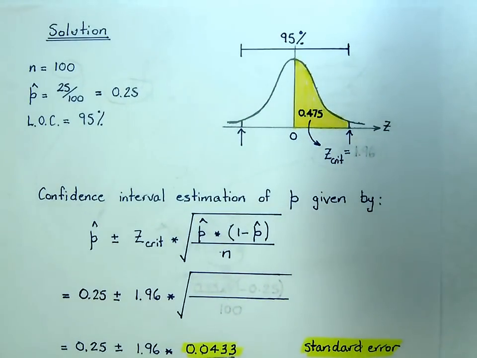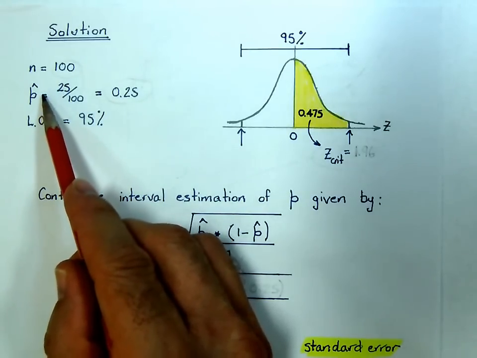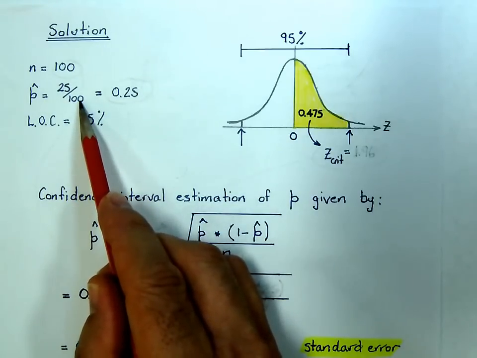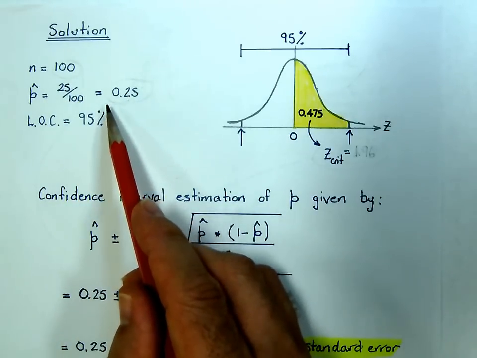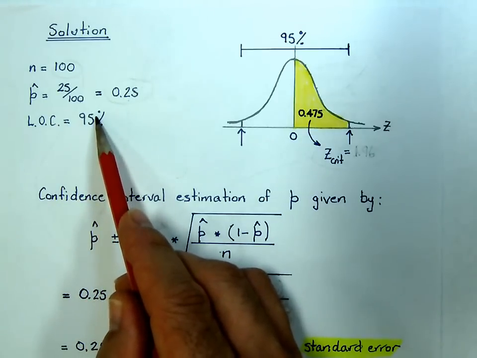Here's the solution. We've been given n equals 100. P hat can be found by taking the 25 freaky fish divided by the sample size, which will be 0.25, and we've been told the level of confidence is 95%.